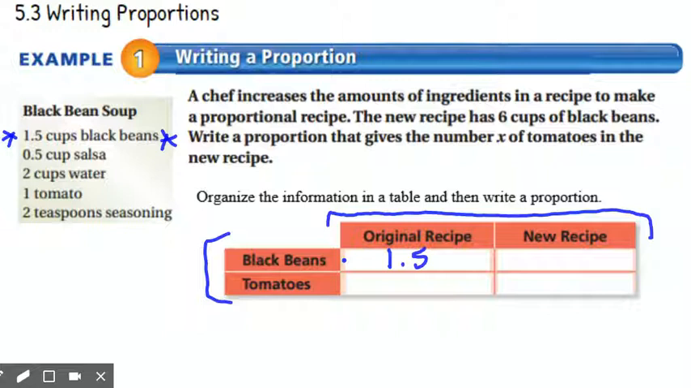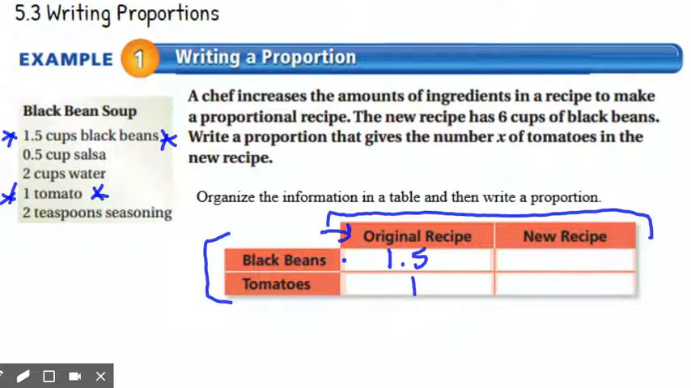Now, also in the original recipe, we need the amount of tomatoes. So look at your recipe. Right here it has that the original recipe calls for 1 tomato. So we're just going to put a 1 in that box. Now, we have filled in the column for original recipe.